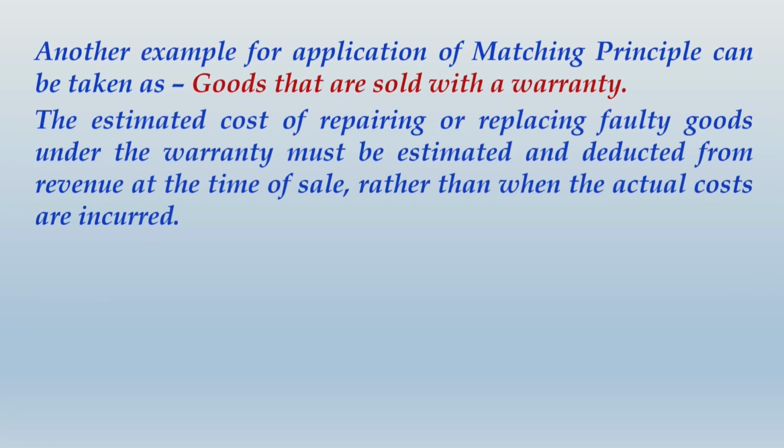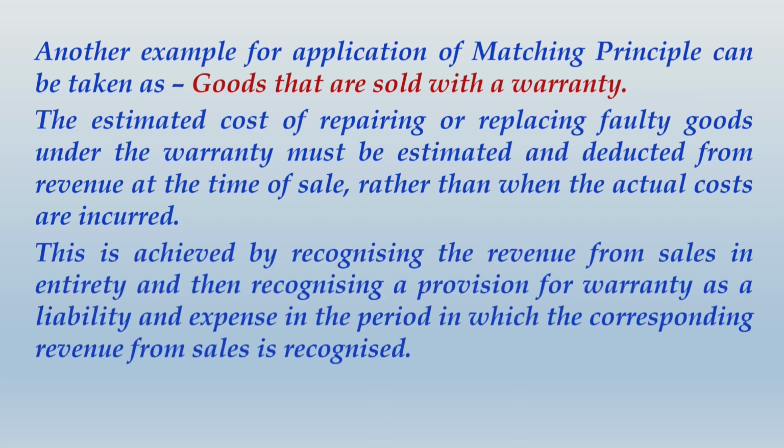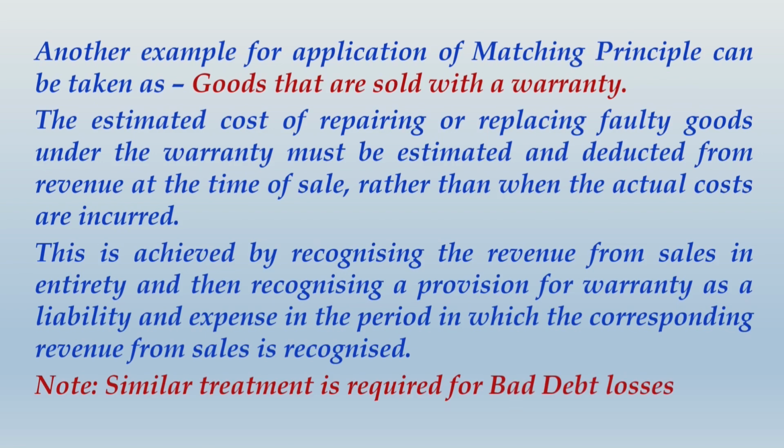So please write, the estimated cost of repairing or replacing faulty goods under warranty must be estimated and deducted from the revenue at the time of sale rather than when actual costs are incurred. This is achieved by recognizing the revenue from sales in entirety and then recognizing a provision for warranty as a liability and expense in the period in which the corresponding revenue from sales is recognized. Just make a note that similar treatment is required for bad debt losses as well. So please write up this whole thing and then I take you ahead.